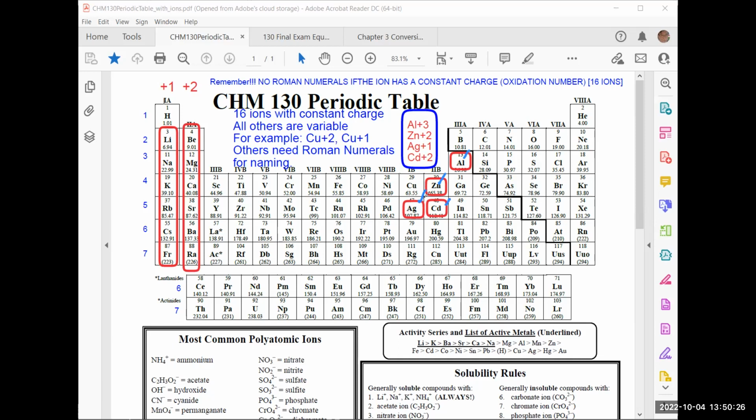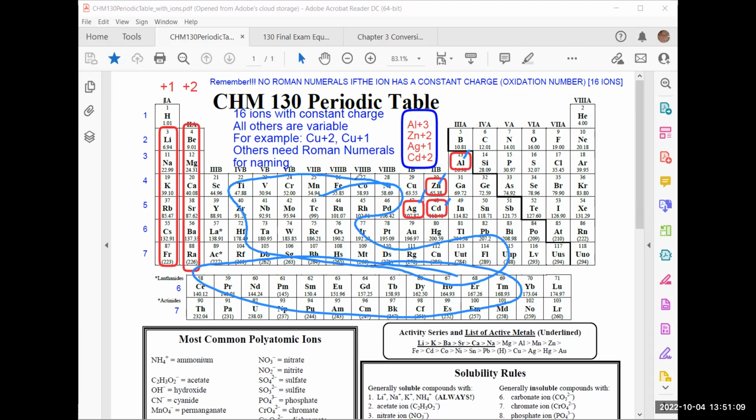Okay, so the point being that there are 16 elements here that have 100% of the time a known oxidation number, aka charge, which means that when we name them, we don't have to do something special. That means that all these other metals have a variable oxidation number. Okay, all the other metals have a variable. And copper, for example, can either exist as a +1 or +2. So you see, it can be a little bit ambiguous.